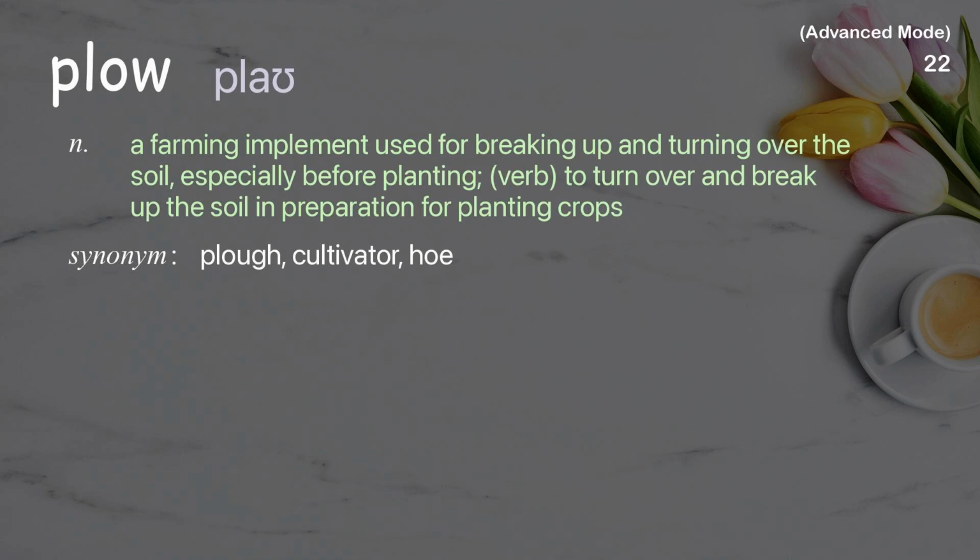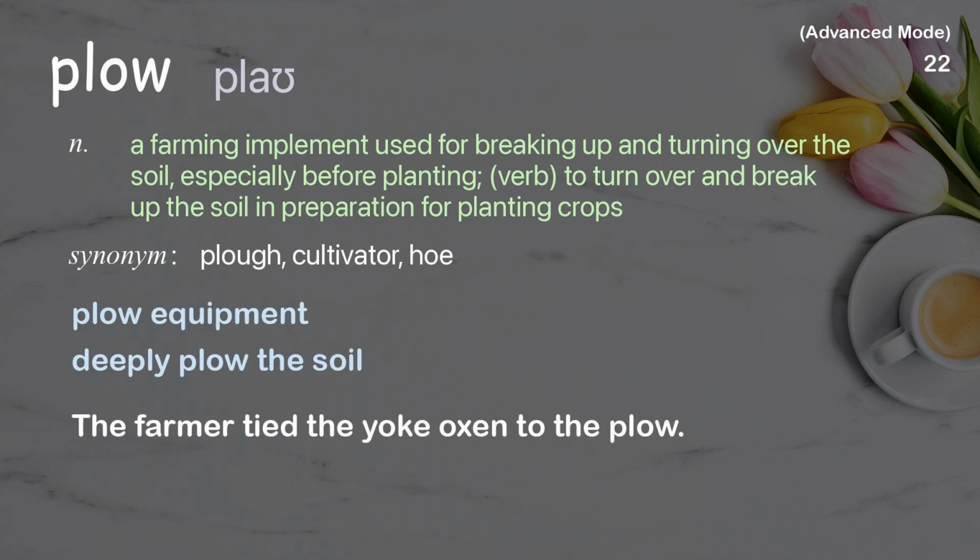Plow. A farming implement used for breaking up and turning over the soil, especially before planting. Verb, to turn over and break up the soil in preparation for planting crops. Examples: Plow equipment. Deeply plow the soil. The farmer tied the yoke oxen to the plow.